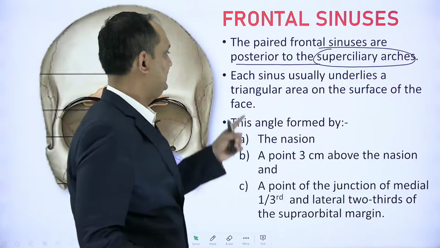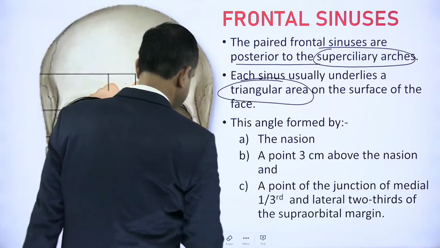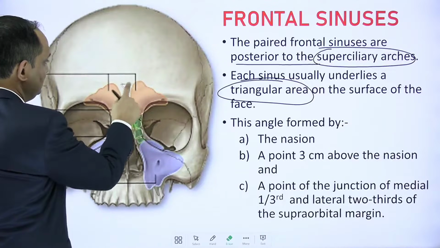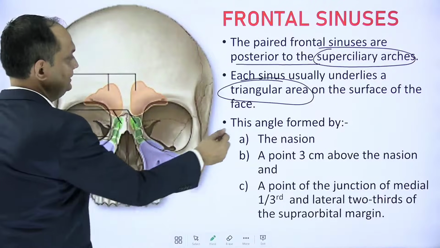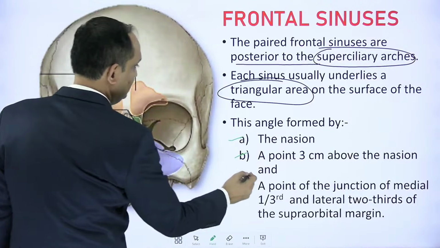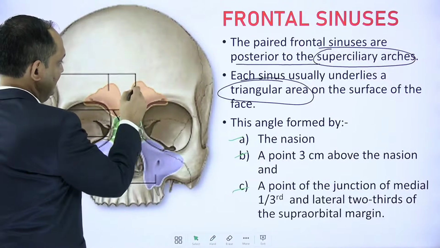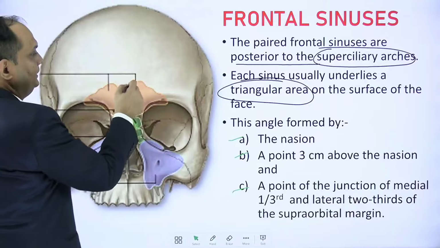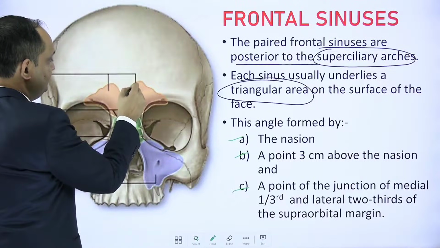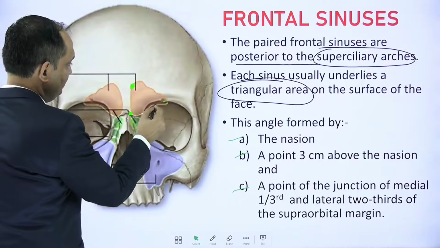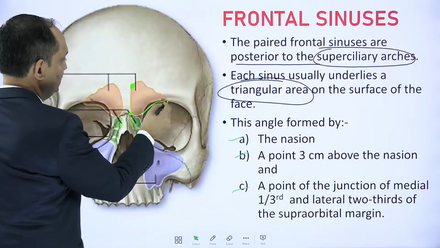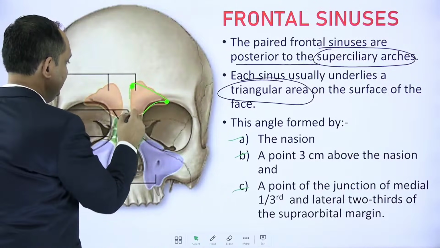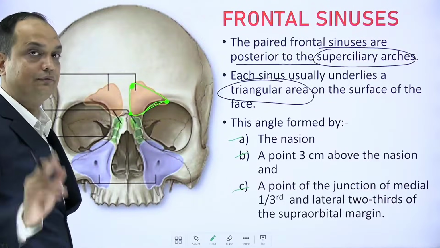Now, each sinus usually underlies a triangular area. When you see the area, it is triangular in shape, and to locate or mark the sinus here, there are 3 points which you have to understand. When you are making a triangle, the first point is at the nasion, the second point is 3 centimeter above the nasion, and the third point is at the junction of the medial 1/3 and lateral 2/3 of your supraorbital margin or superciliary arch. If you join these three, you are able to mark the position of your frontal sinus.